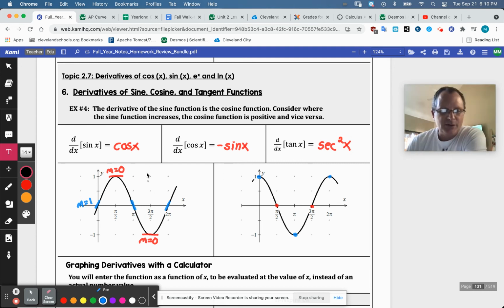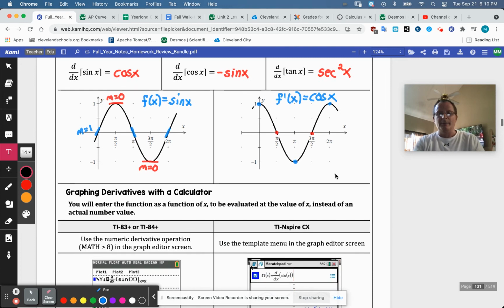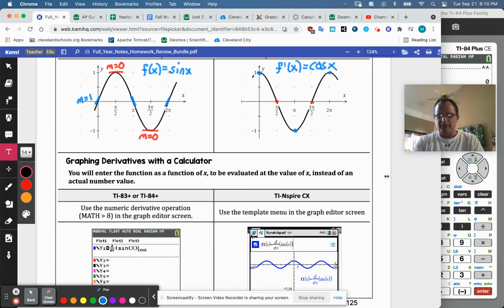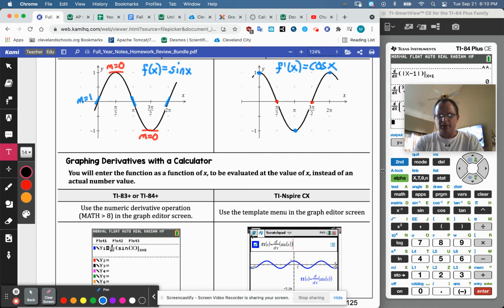So if f of x is sine x, then its derivative is cosine x. Now, look, that's not a proof. We have a proof actually coming up in just a second, but they try to show it in another way. And it's kind of cool because your graphing calculator will graph these derivatives for you.